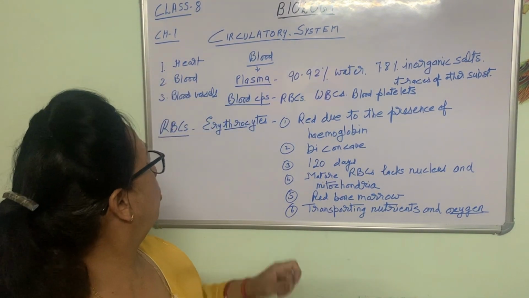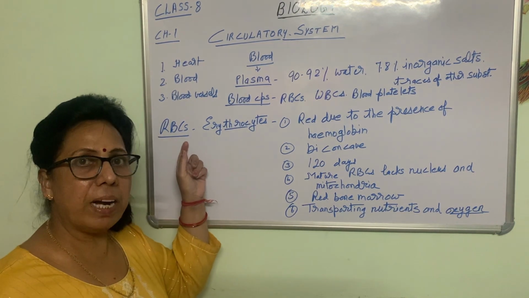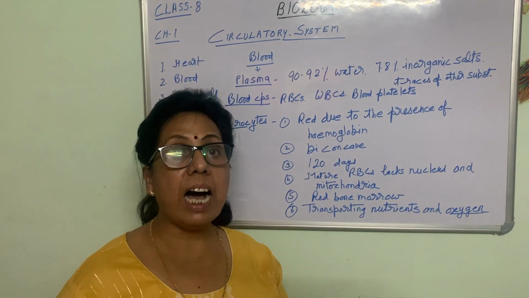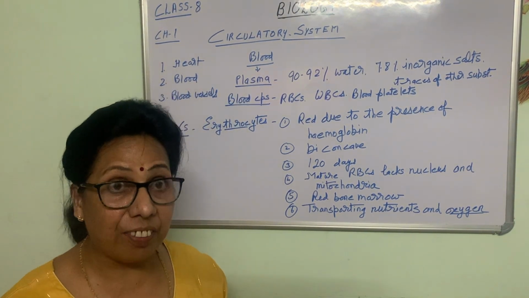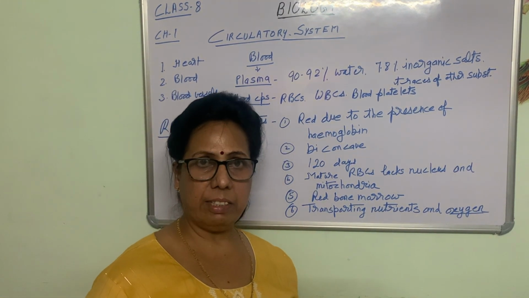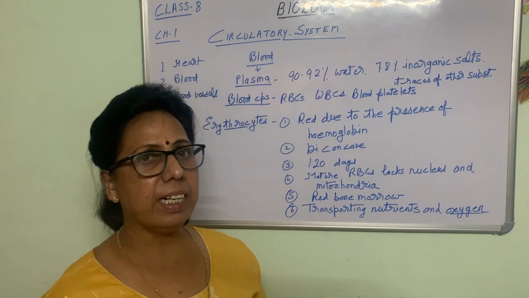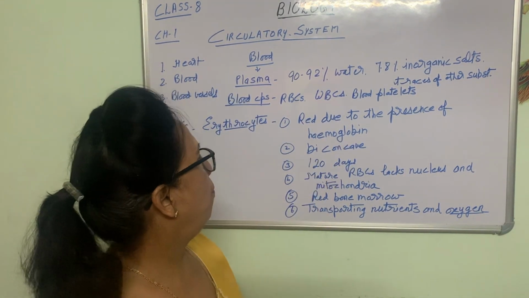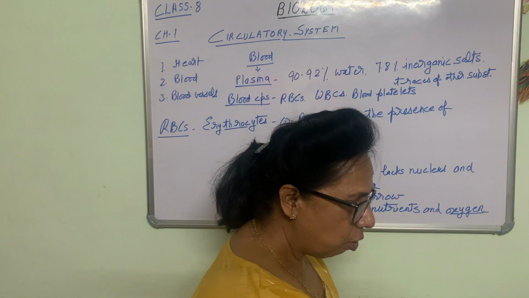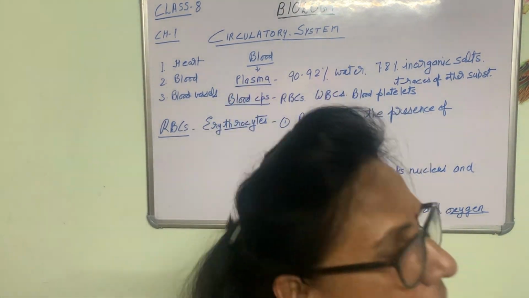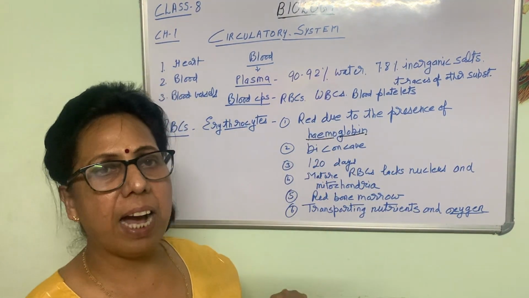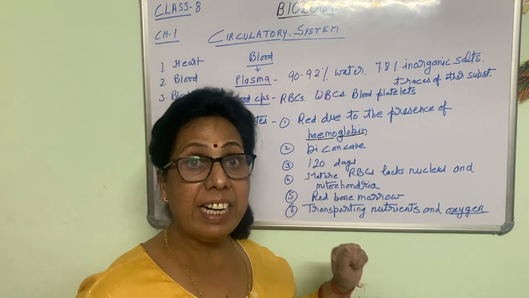First of all, we will go through the RBCs, that is the red blood cells. Red blood cells are also known as erythrocytes. Now what are these RBCs? Red blood cells, the word itself says it. Why are they red in color? This red color pigment is present due to the presence of hemoglobin. Hem means iron, globin means it's a protein. Due to the presence of the iron content, that imparts red color to the blood.